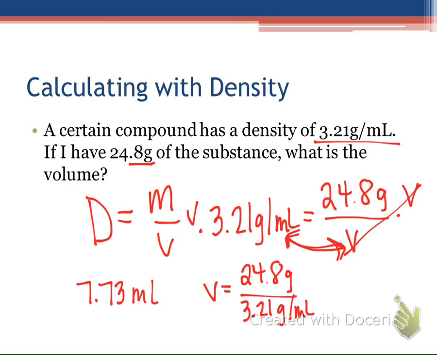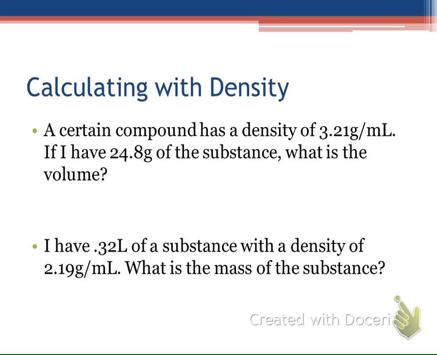How do we know that our units will come out in milliliters? Yeah, that's what our density unit was, grams per milliliter. So these units all have to match. Our volume unit, our mass unit, and our density units need to match, otherwise we're in big trouble. They've got to match. Okay, last one. I want you to do this one on your own.